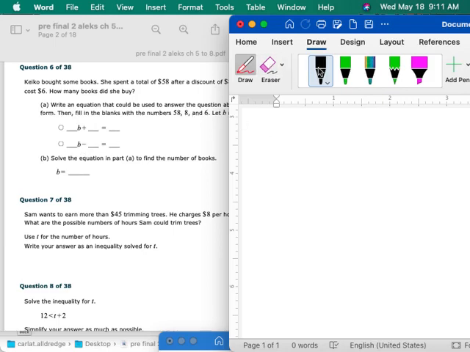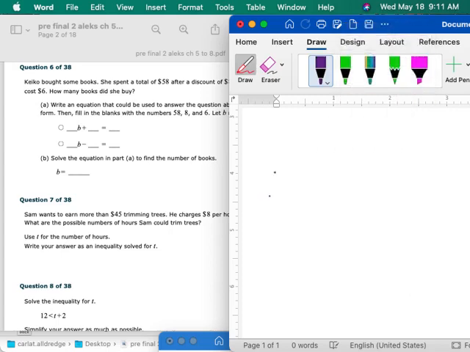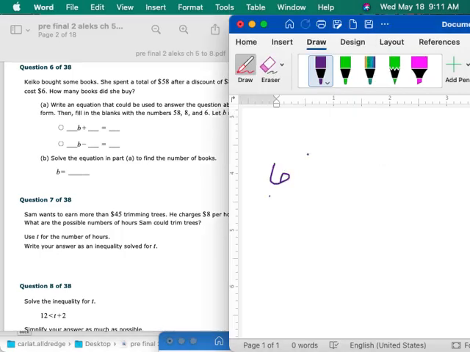Okay, so let's write what we think we're going to do. Okay, so we've got 6 for each book. Each book costs 6, and we're going to have times the number of books, minus 8 is the discount, is 58. 58 plus 8 is 66.